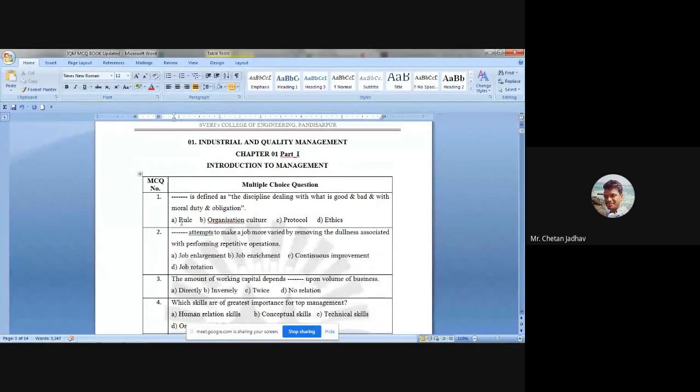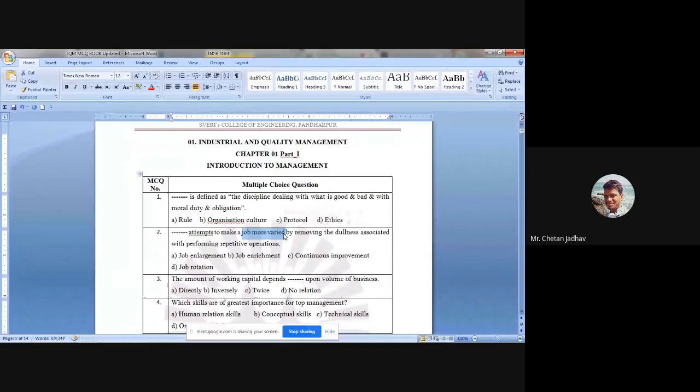The first question: dash dash is defined as the discipline dealing with what is good and bad and with moral duty and obligation. Whatever we are talking about, in ethics we have already discussed our personal behavior in the workplace, in the organization. So we have to focus on good. The first answer is ethics.